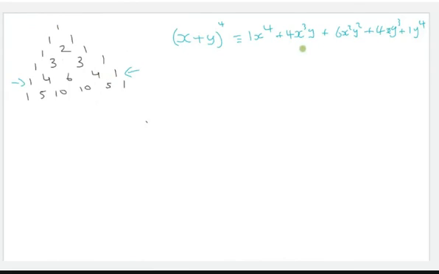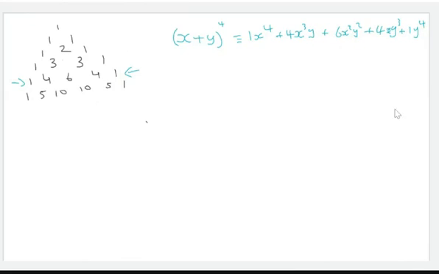And the x parts and the y parts. Notice how you've got x to the 4, then it goes down to x to the 3, then x to the 2, then x to the 1, and then there's no x. And then for the y terms, it starts off with no y's, then y to the 1, then y to the 2, then y to the 3, then y to the 4.